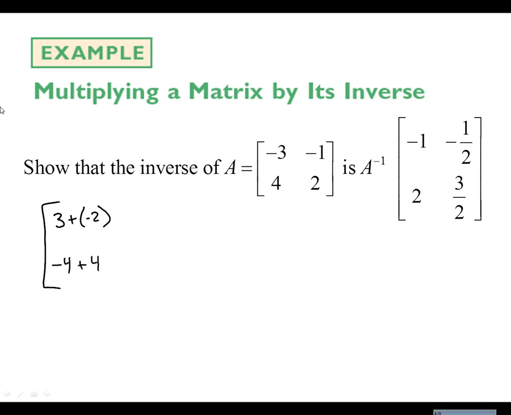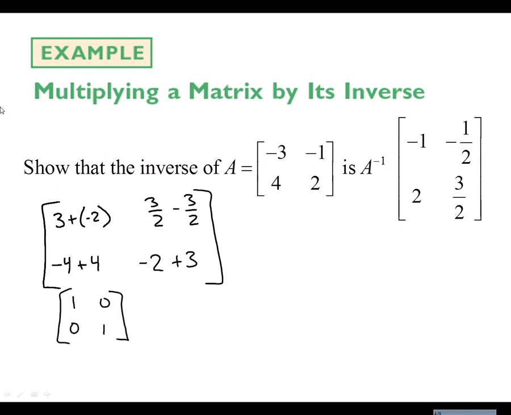And let's go back to row 1 and column 2. Negative 3 times negative half is 3 over 2. And negative 1 times 3 over 2 is minus 3 over 2. And now bottom row and right column, 4 times negative half is negative 2. And 2 times 3 halves is positive 3. If we clean this up, we've got a 1, a 0, a 0, and a 1. Look at that. We've got the identity matrix.